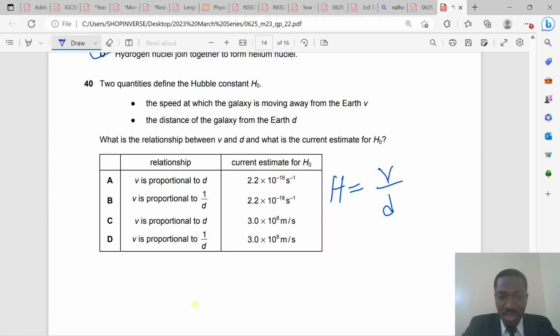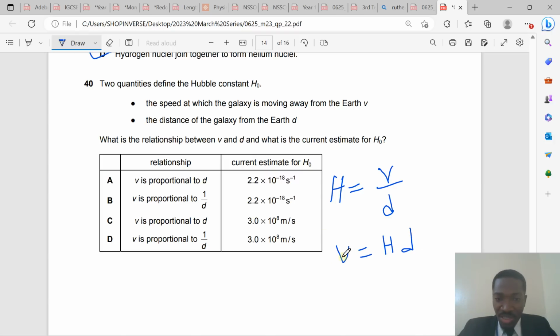What does that mean? It means Hubble's constant is speed divided by distance of a planet. Okay. Now the question says, what is the relationship between V and D? You know that simply means V is equal to Hubble's constant multiplied by distance. Okay. From that we can simply say that V is proportional to D. Yes, V is directly proportional to D.